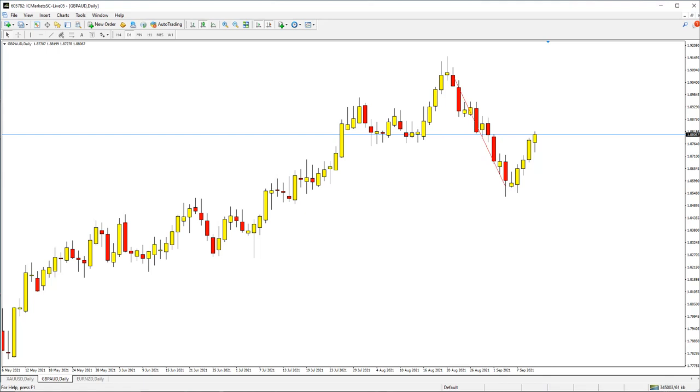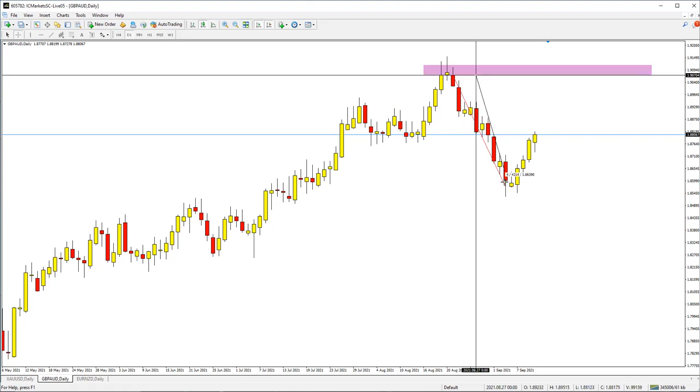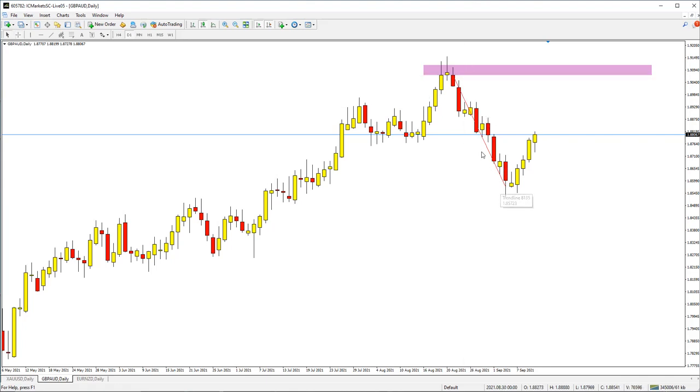Right now, for instance, is this zone still valid? Is this a good zone, first of all? Yes, why? Because it dropped 520 pips. So that's a good zone.